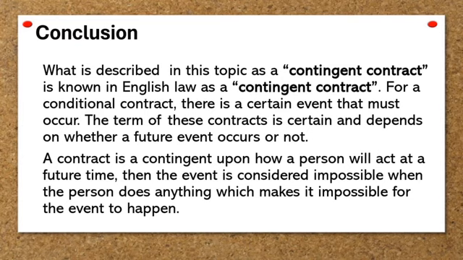So here, the conditional guarantees arise from an act which happens at a future time, or a future event, which is considered by the contract agreement to be impossible when the person does anything which makes it impossible for the event to happen, and the term of this contract is certain and depends on whether a future event occurs or not.